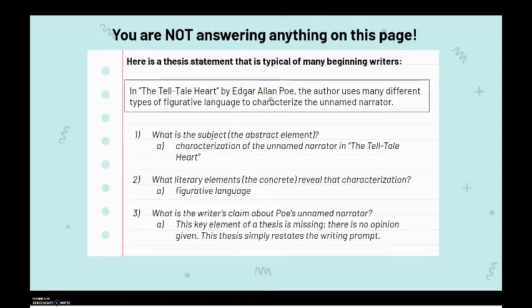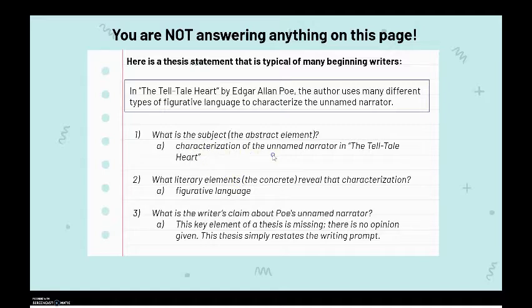So they did do a good job. Now, this is a thesis statement that's typical of many beginning writers, people that are just starting out with practicing writing. So, something has to be missing. Number one, what's the subject?